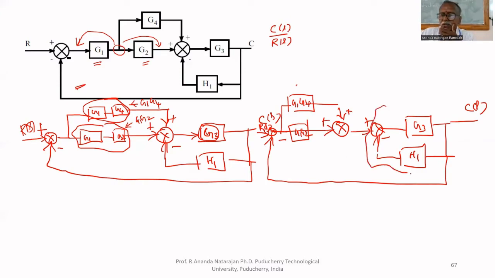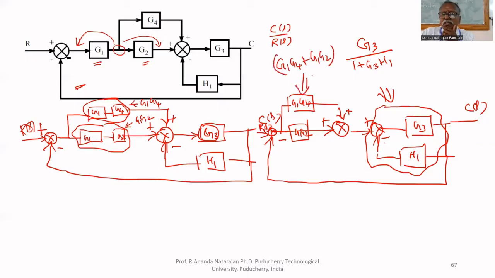So by using seventh rule, we can simplify this. So this is equal to what? G3 upon, because negative feedback, that's why 1 plus G3 H1. These two are parallel, that's why we can write G1 G4 plus G1 G2 for this. Then one more feedback, that's all. So we can simplify the given block diagram as in this, G1 G4 plus G1 G2.